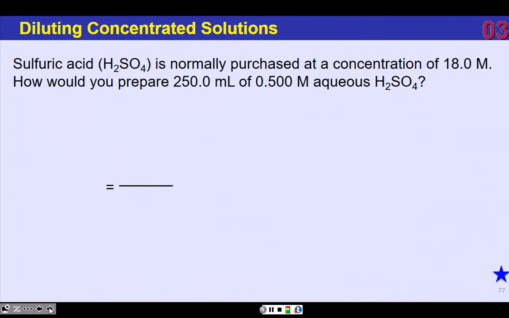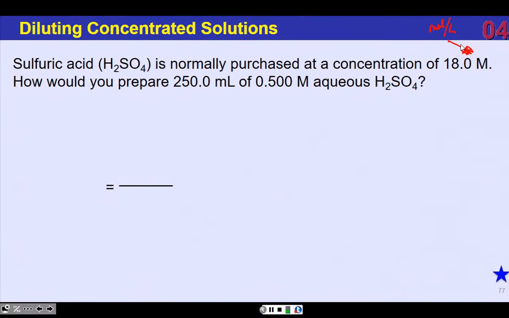Okay, let's set one up. Sulfuric acid, nasty stuff. You should know its formula sooner or later. We'll talk about it in another chapter again. But it's H2SO4 purchased normally at a concentration of 18.0 molarity. M means molarity, moles per liter. And always think in those terms when we're doing these calculations. That means moles per liter.